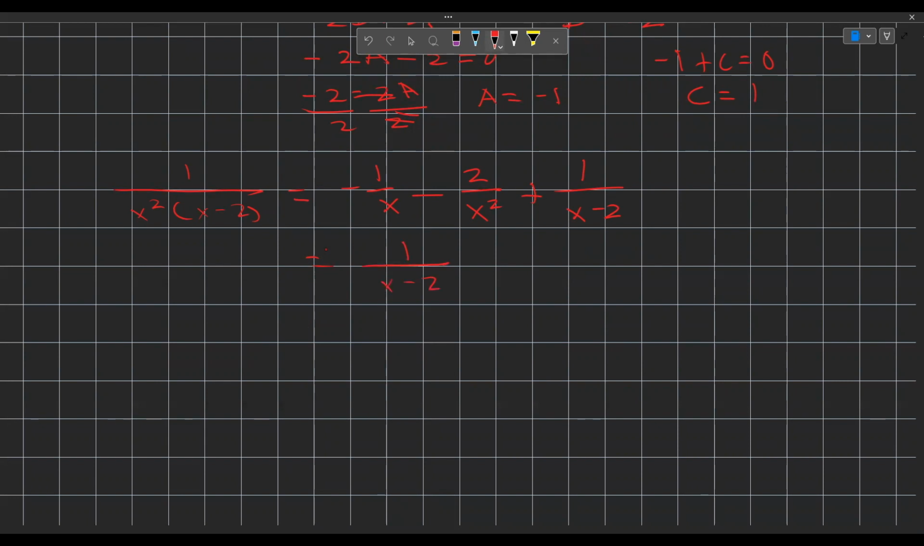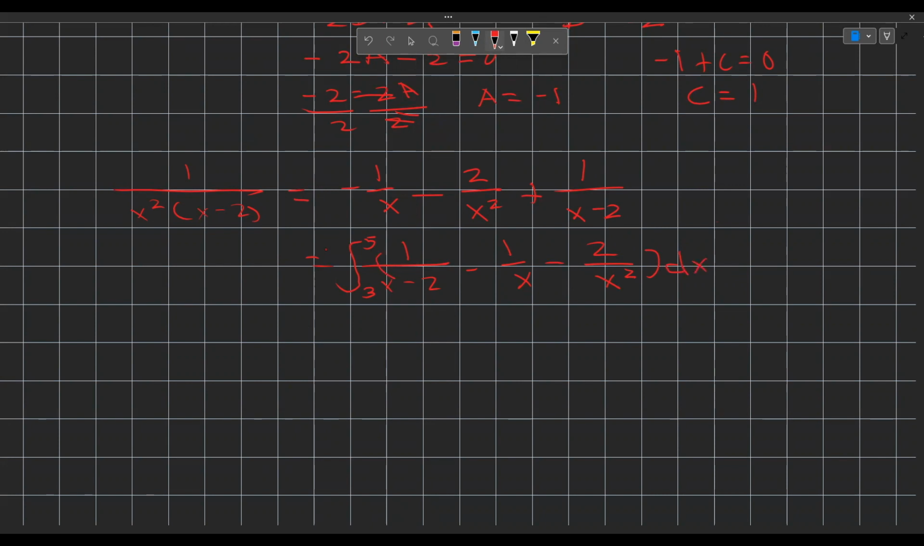So I wrote it like this: minus 1 over x minus 2 over x squared. Now remember that this function is still equal to our original function, which means that when we integrate this one, we'll still get the same value, like that. So we'll just integrate this function, this is dx.